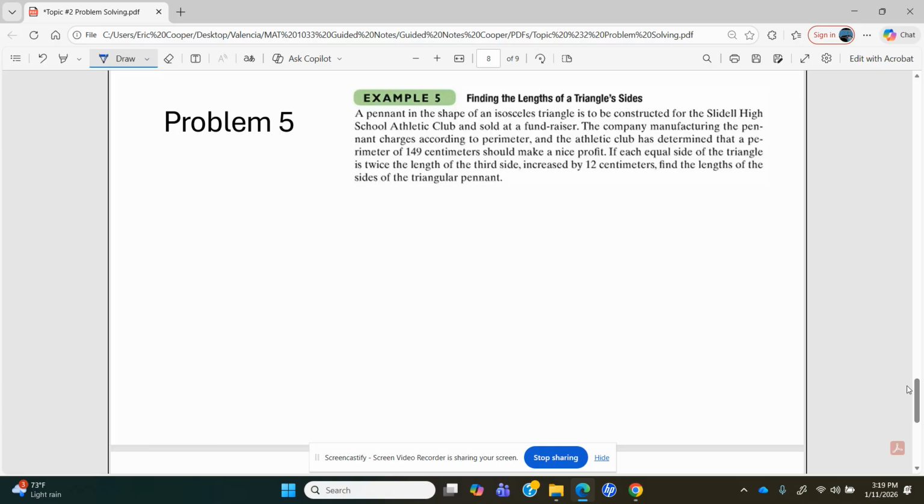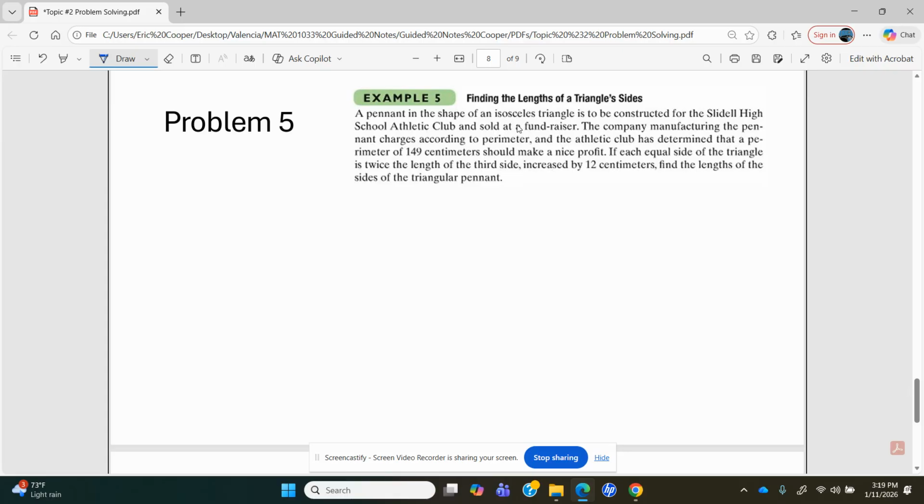Finding the lengths of triangle sides. A pennant in the shape of isosceles triangles is to be constructed for the Slidell High School Athletic Club and sold at a fundraiser. The company manufacturing the pennant charges according to the perimeter, and the athletic club has determined that the perimeter of 149 centimeters should make a nice profit. If each equal side of the triangle is twice the length of the third side, increased by 12 centimeters, find the lengths of the sides of the triangular pennant.